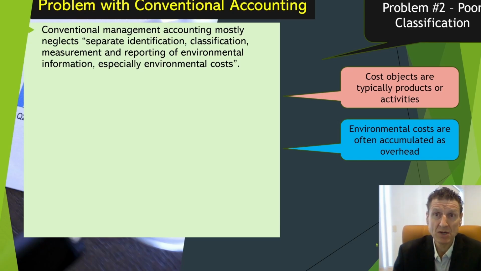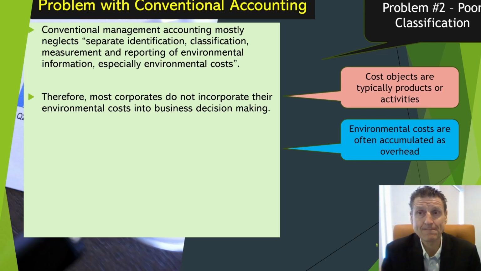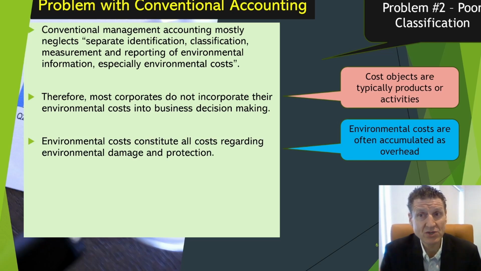Conventional management accounting mostly neglects separate identification, classification, measurement and reporting of environmental information, especially environmental costs. Therefore, most corporates do not incorporate their environmental costs into decision making. Environmental costs constitute all costs regarding environmental damage and protection.